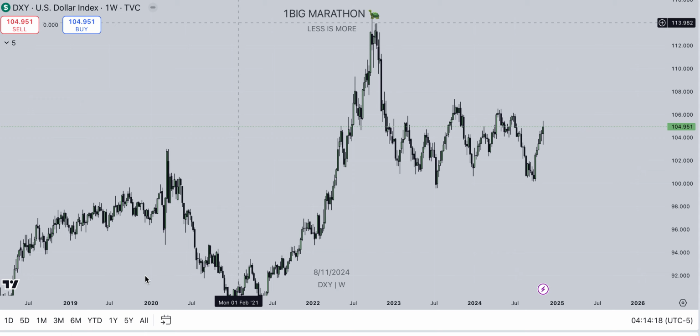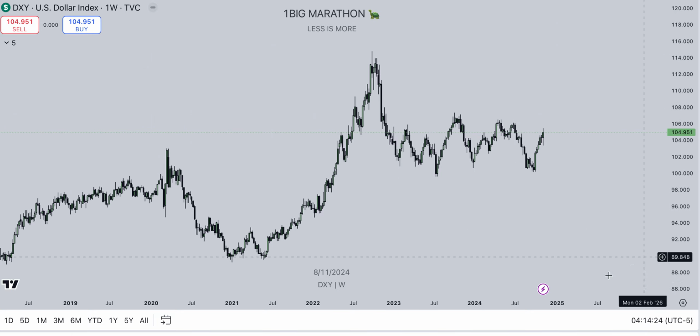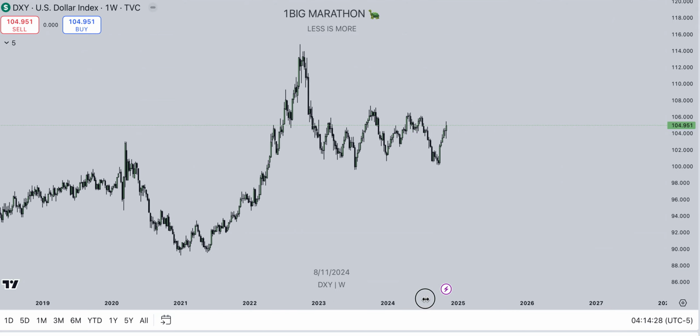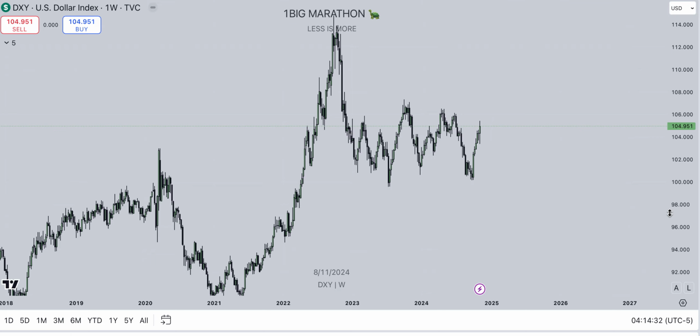DXY. This is DXY on the 1 week time frame, and from what we can see on DXY, we can clearly see that yes, the chart is kind of an uptrend, but at this moment the market is trying to consolidate. But in the smaller time frame, we can clearly see a structure that is being formed.